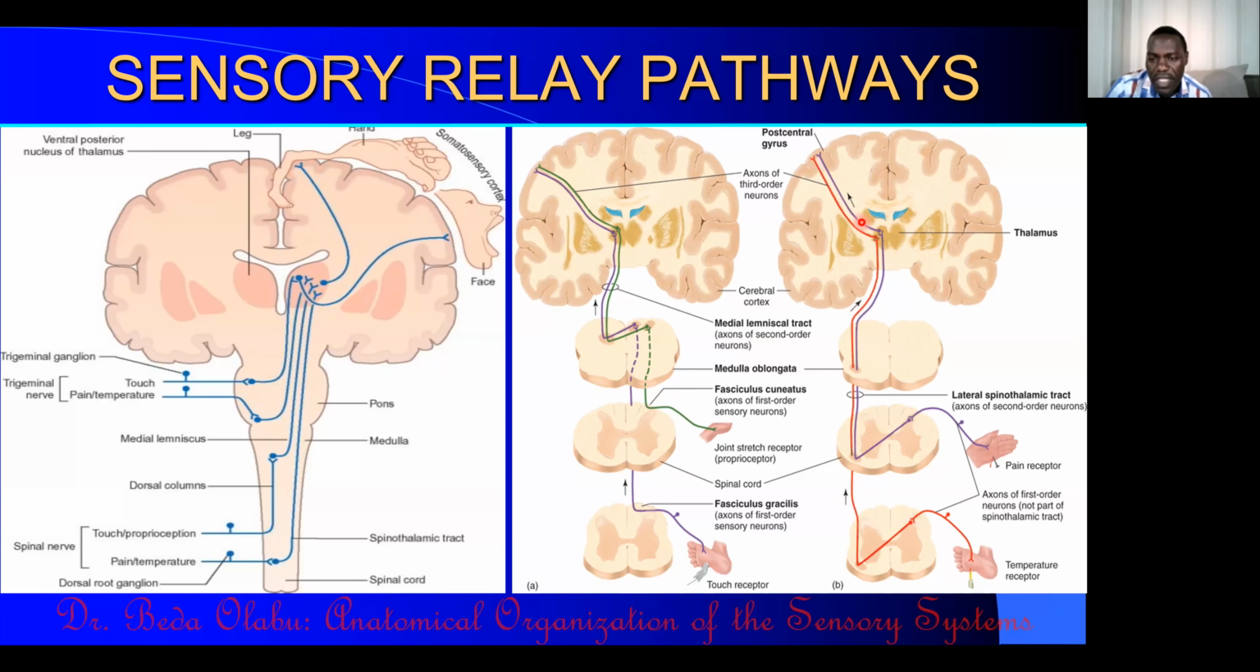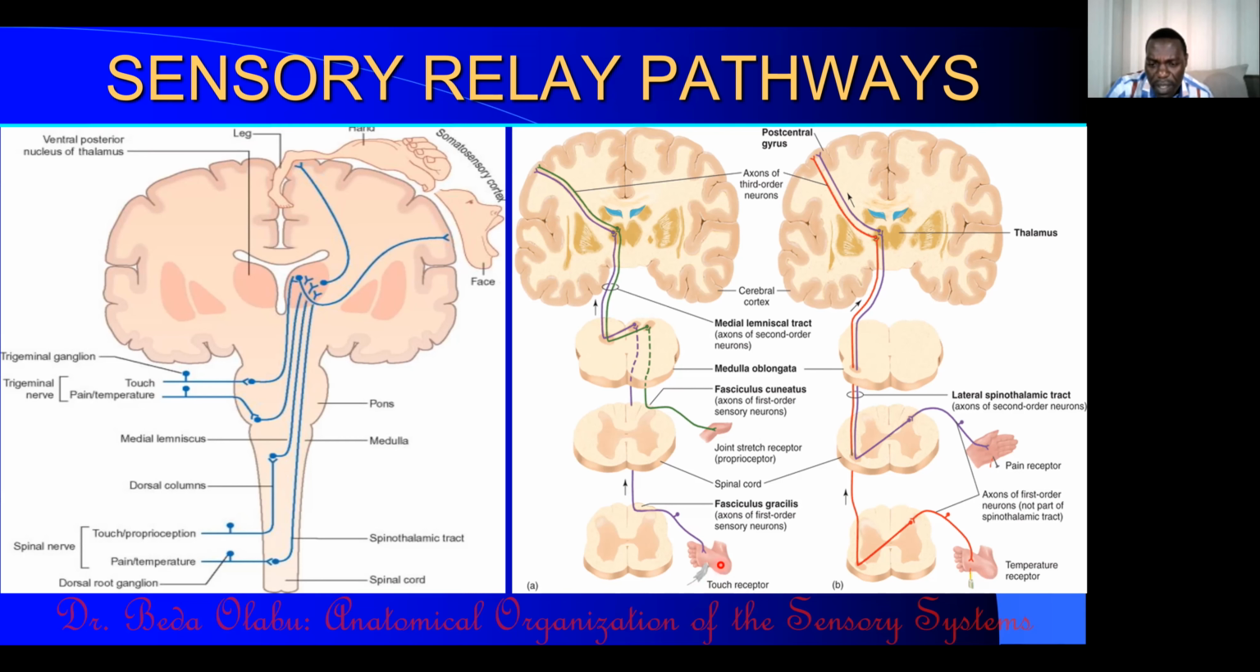How about if the sensation is concerning vibration or proprioception or fine touch? Fine touch, vibration, and proprioception. How will they go? Now, this is how they go. The receptors for fine touch are Meissner's corpuscles. Receptors for vibration are Pacinian corpuscles. Receptors for proprioception are the GTO, Golgi tendon organ, as well as the muscle spindle. The neurons behave the same. This is how they behave.